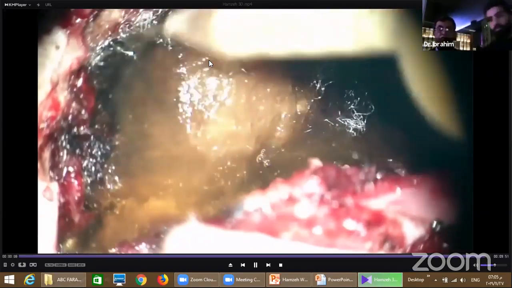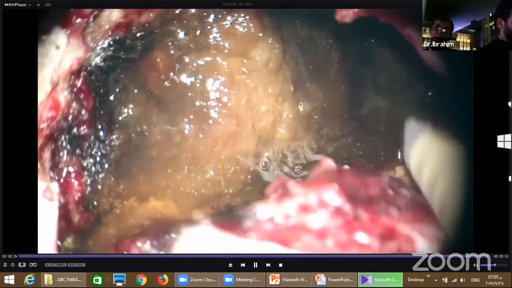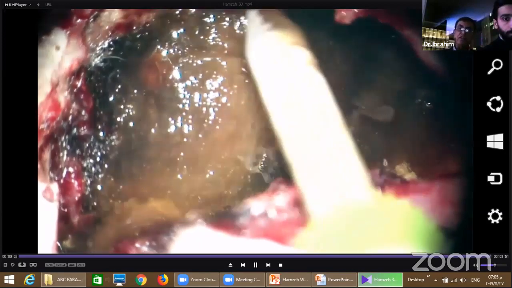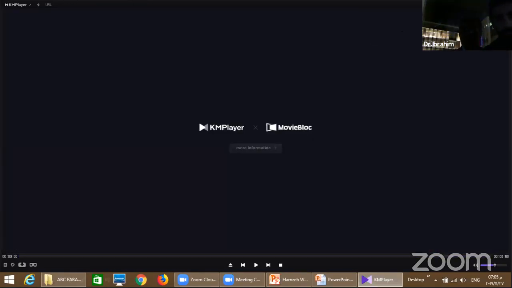We use this glue to prevent any CSF leak because you don't know whether you have opened a nick in the dura, so you want to make sure that you don't have CSF leak. Yes, they are slow growing, yes. But again, this is the excuse given by a mediocre surgeon that, oh, we have removed 80%, so the 20% needs 20 years to come back.